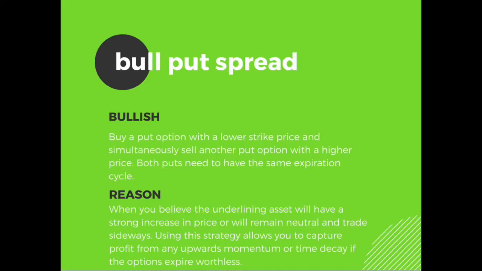So, as we learned in episode 1, the bull put spread is a bullish to neutral position. In order to set it up, the trader needs to buy a put option with a lower strike price and at the same time sell another put option with a higher strike price. Again, both of these puts will need to have the same expiration date.